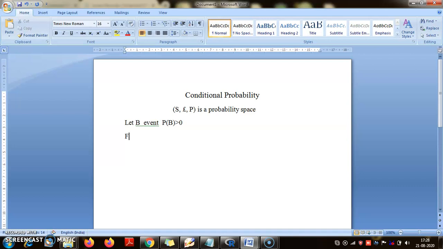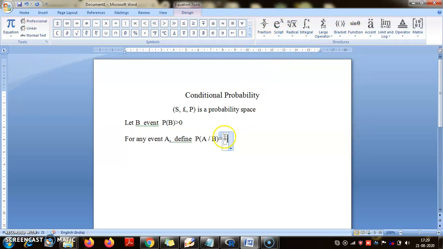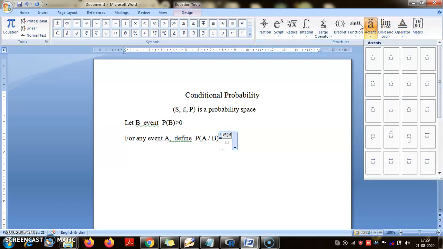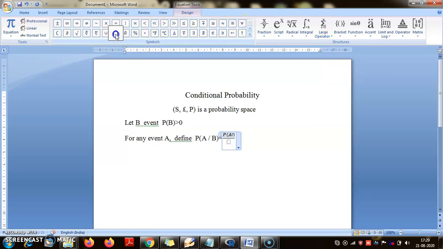Now for an event A, define P(A given B). We will read this as P A given B, or the conditional probability of A given B, equal to a ratio. So in the numerator I will take probability of A intersection B divided by probability of B.